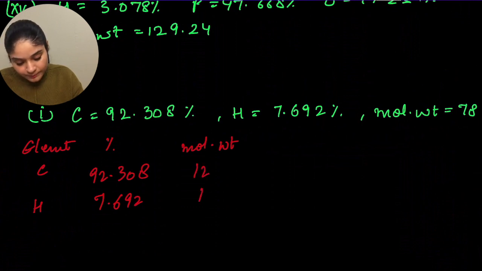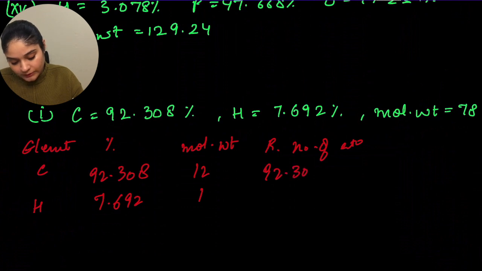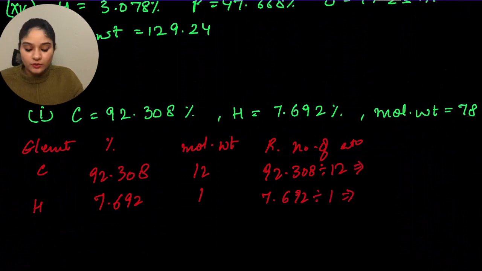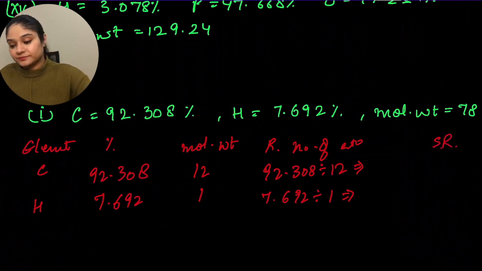And then what do we need? We need the relative number of atoms. For that you're going to do 92.308 divided by 12, and 7.692 divided by 1. Once you have the values, I'm just going to use a calculator to find them real quick. Then you look for the simple ratio. So let me quickly find these first.